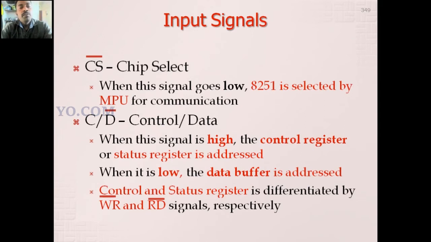First one, the chip select, CS bar. When this pin goes low, the 8251 is selected by the microprocessor unit for communication. Otherwise, the 8251 is disabled, or in switched off condition.